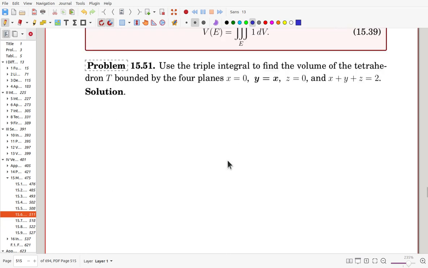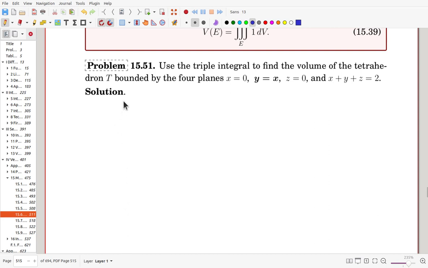Now let's try to solve this problem. Use the triple integral to find the volume of the tetrahedron T bounded by four planes: x equals 0, y equals x, z equals 0, and this plane.